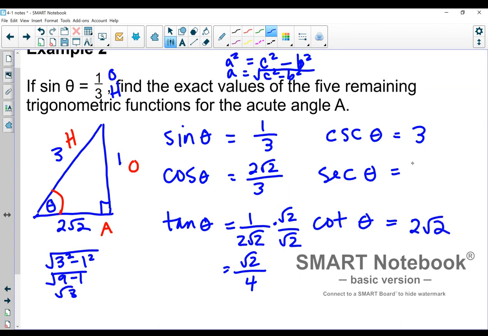So last is secant, so 3 over 2 square roots of 2. And I would have to rationalize this one as well. And then it looks like we're going to get 3 square roots of 2 over 4. So a little bit of practice rationalizing on that. And again, we started with different information. We had to build that triangle ourselves.